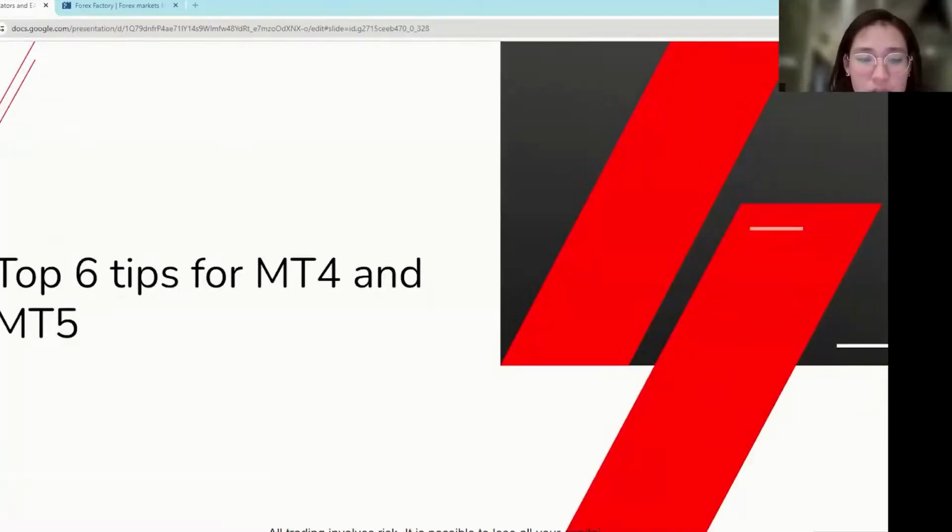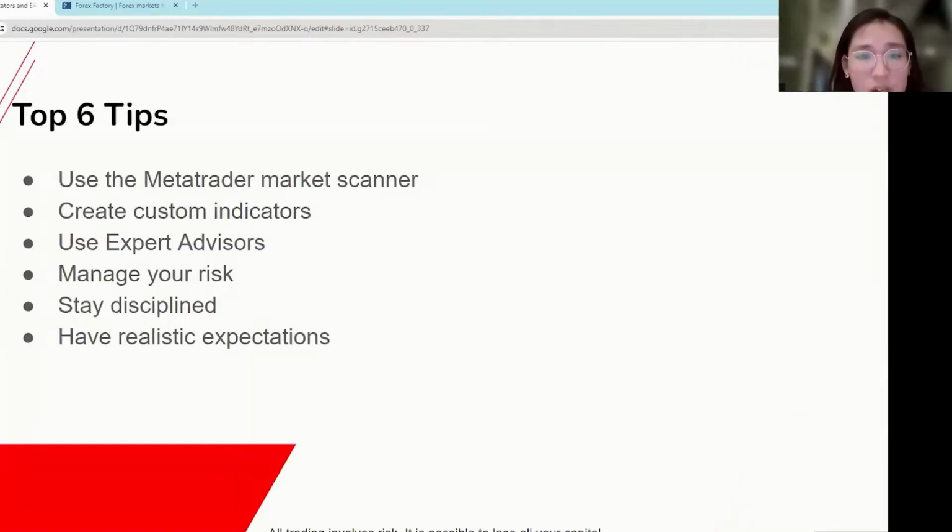Okay, so some tips for MT4 and MT5. Firstly, use the MetaTrader market scanner. Second, create custom indicators and use EAs. So we already went through at the start how to create your own custom indicators and use EAs. Fourth would be to manage your risk, and we'll go through some tips on how to do that. Stay disciplined and have realistic expectations. So let's talk a bit about how to manage your risk now.